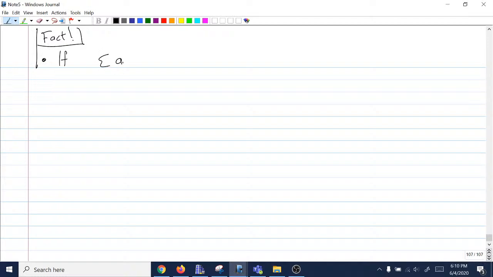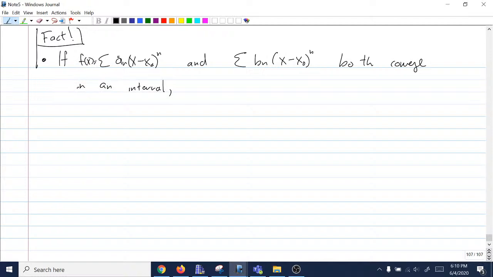But if the sum of a_n (x minus x naught)^n and the sum of b_n (x minus x naught)^n both converge in an interval, let's call this one f of x and let's call that g of x, then the power series suggested by foiling these, which I could write a formula down for, but I'm not going to.